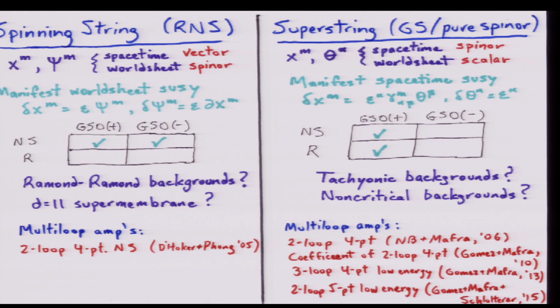Of course, there are other things we don't know how to describe. So, for example, the D equals 11 supermembrane, we really don't have a spinning string or a spinning membrane version of this. We can compute multi-loop amplitudes. So, of course, Du Hoker and Phong computed the two-loop 4-point amplitude, at least for 4 Neveu-Schwarz states.